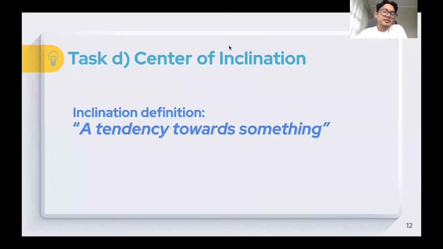And now we move on to the center of inclination. Inclination by definition means a tendency towards something. So what center of inclination means for data is whether or not the data has the tendency to incline towards a certain direction. So perhaps all the members of the class state that they have the same number of exercise per week. For example, all of the members have 3 days of exercise per week.